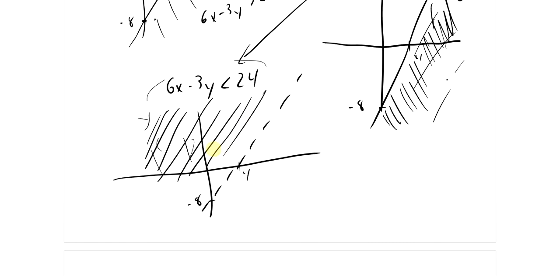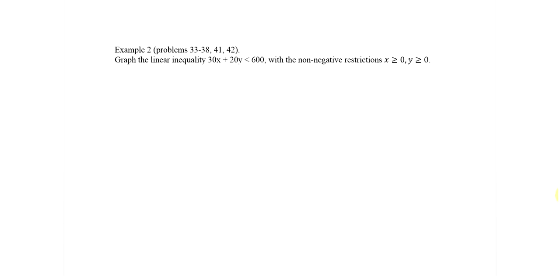So any point over here, if we pick a point, say like 0, 0, and you plug that in, what do you get? 6 times 0 minus 3 times 0, that's 0. That's less than 24. Any point over here will have less than 24. So graphing an inequality, a line splits the plane into 3 regions. The line itself, places where it's greater than, places where it's less than. And that's what we want to figure out, where those regions are.